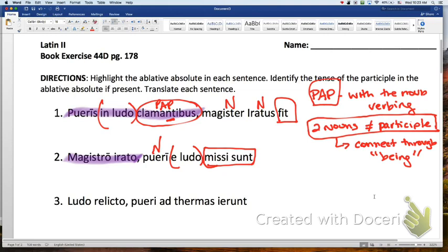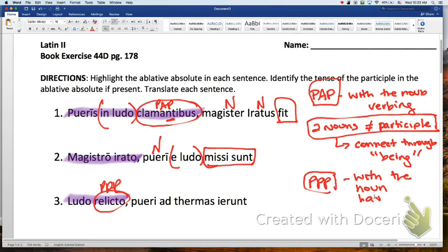Okay, and this third one, what do you think is my ablative absolute? Ludo relicto. Ludo relicto, and my participle is? Relicto. And what kind of participle is it? PPP. Okay, so if you have a PPP in the ablative absolute, you're going to say with the noun having been verbed. So in this case, with the school having been left, right?